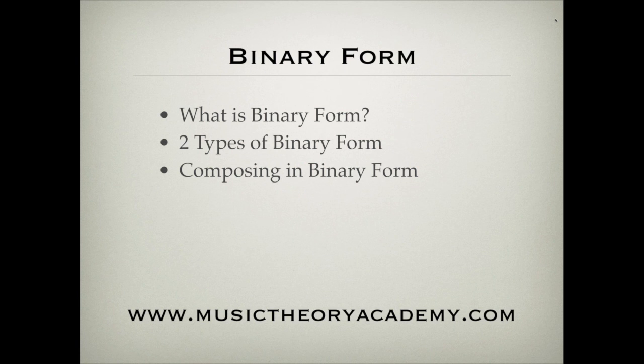So what have we learnt today? We've learnt what is binary form. Binary form is a piece of music that is in two sections that contrast with each other, the A section and the B section. We've learnt that there's two main types of binary form that you'll come across: simple binary form and rounded binary form. Simple binary form from the Baroque period, rounded binary form from the classical period. And we've also looked at how you can compose in binary form as long as you use this clear sense of contrast between the A section and the B section.